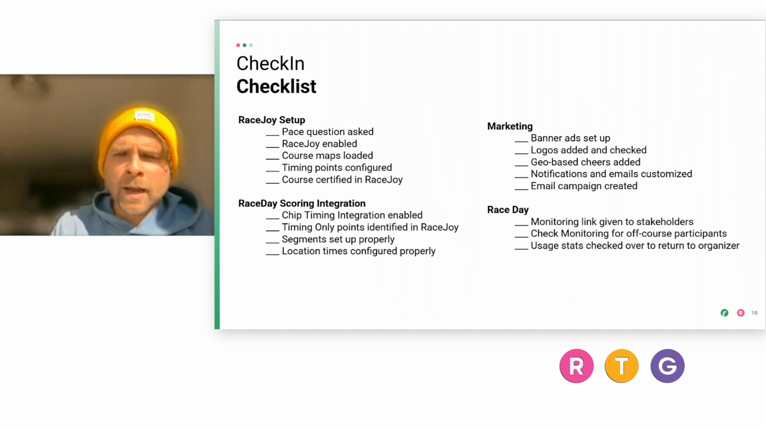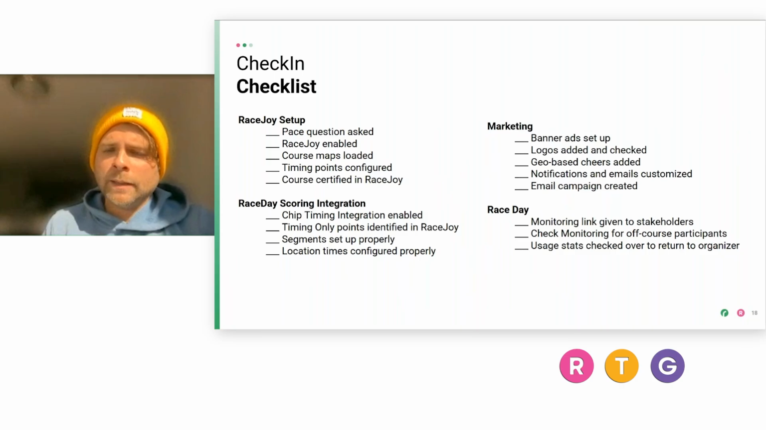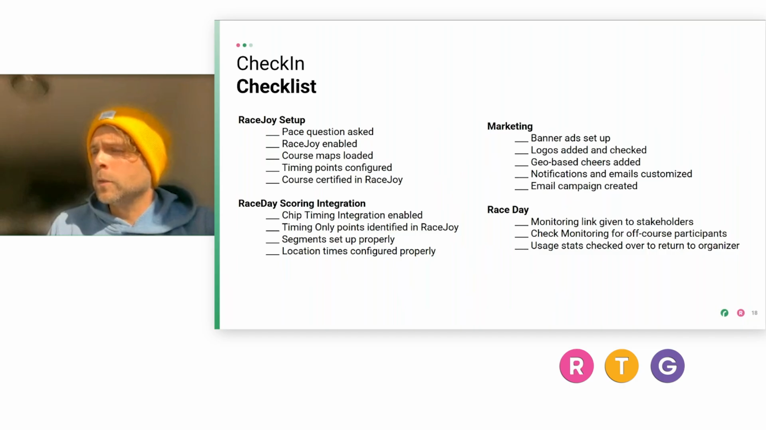On the marketing side, make sure that things like banner ads and logos are set up, geo-based cheers are added, and notifications and emails are customized so that this is telling your race's story. Also make sure there is an email campaign going on that's informing participants that RaceJoy is enabled, that they can be tracked, and that this is the official tracking app of the race.